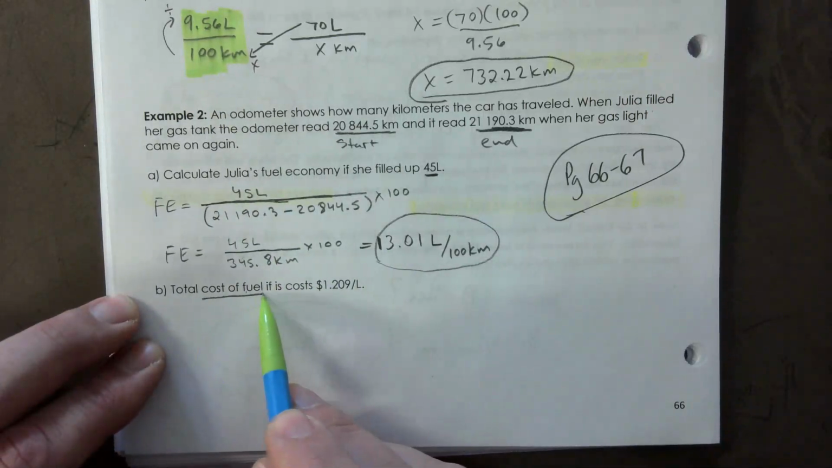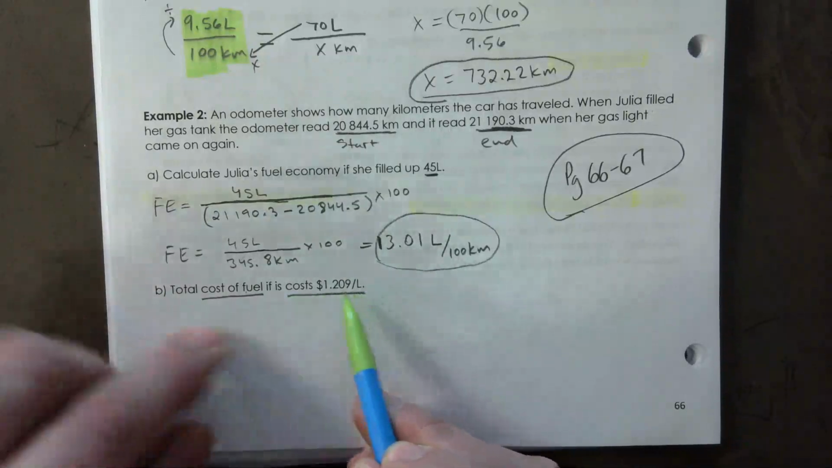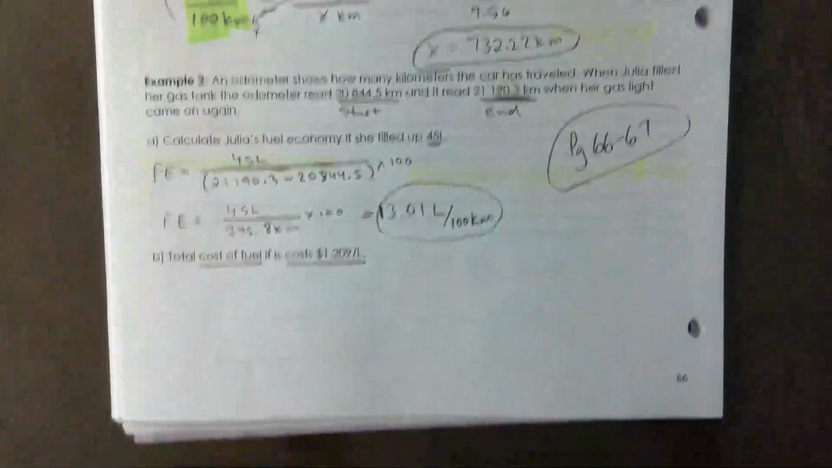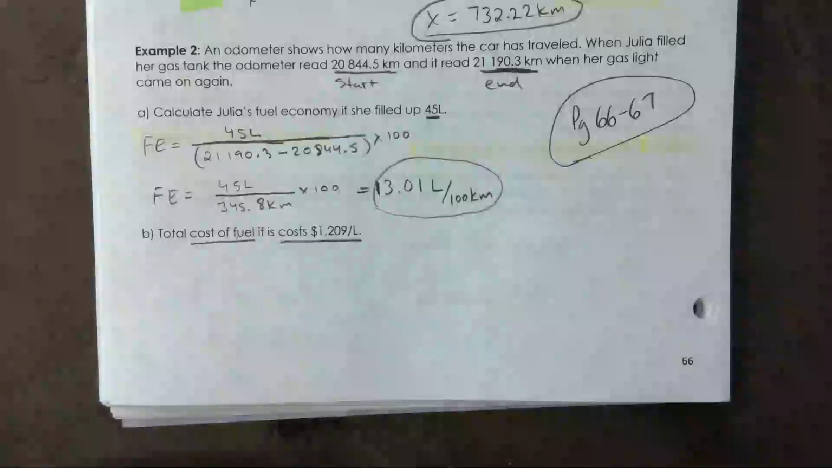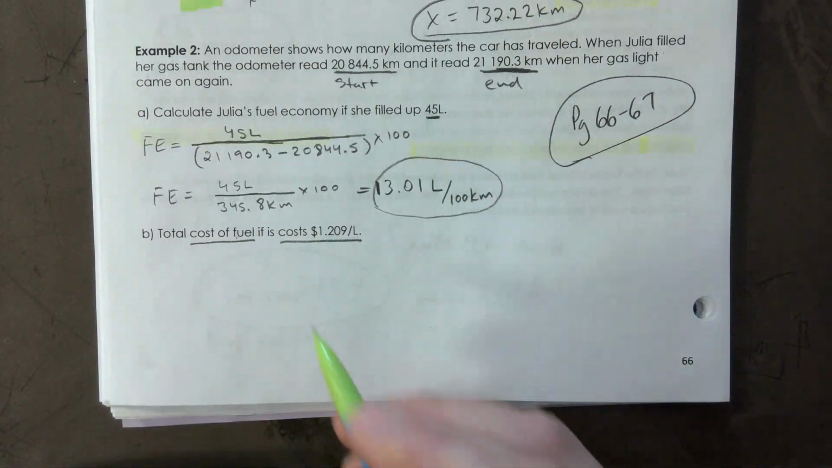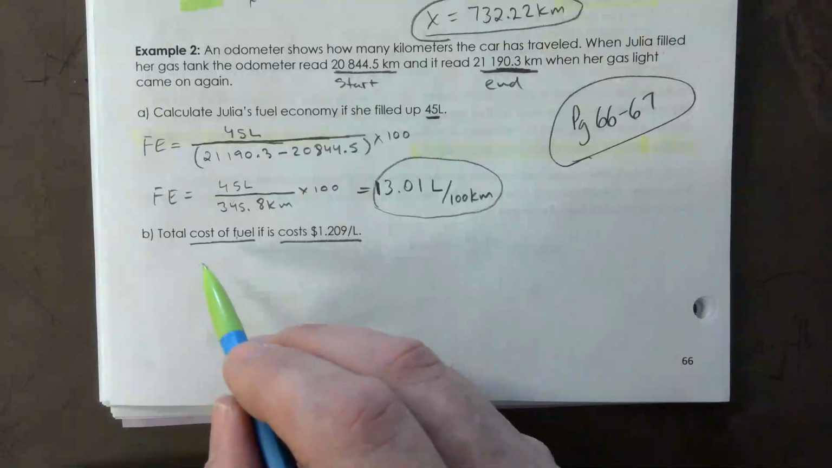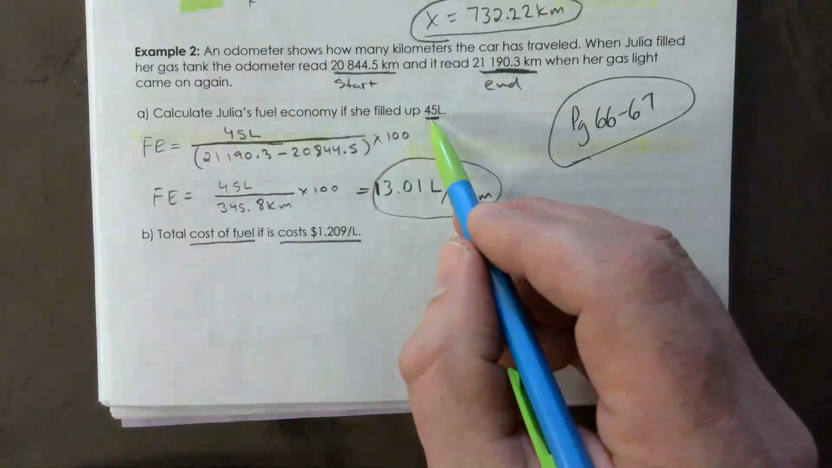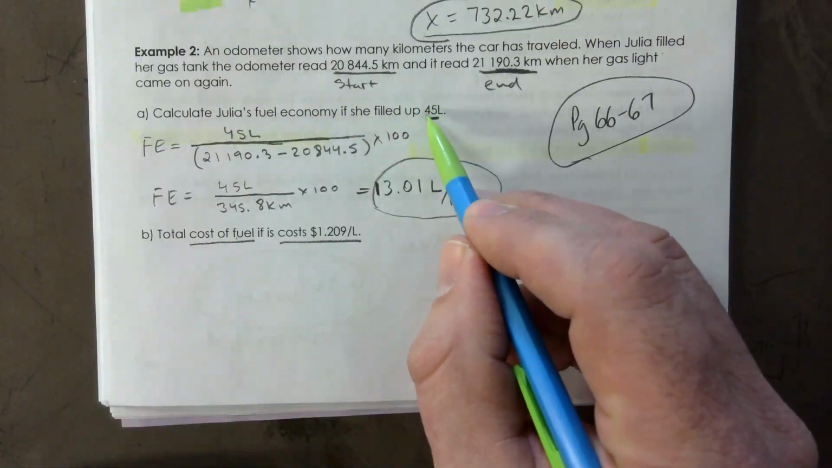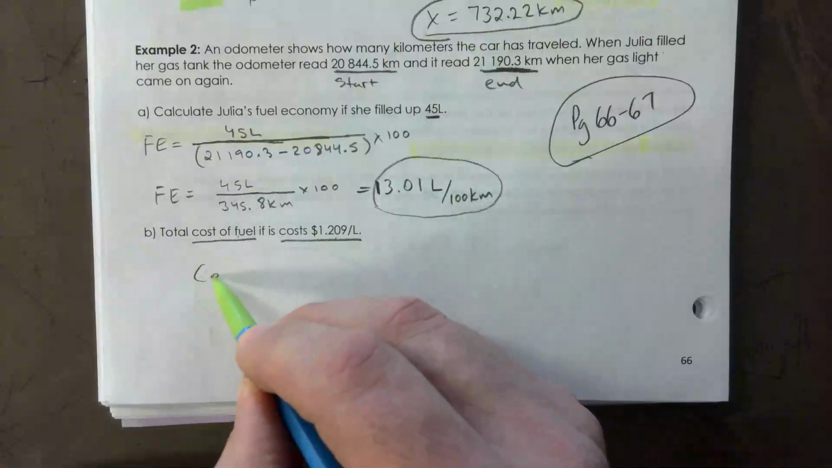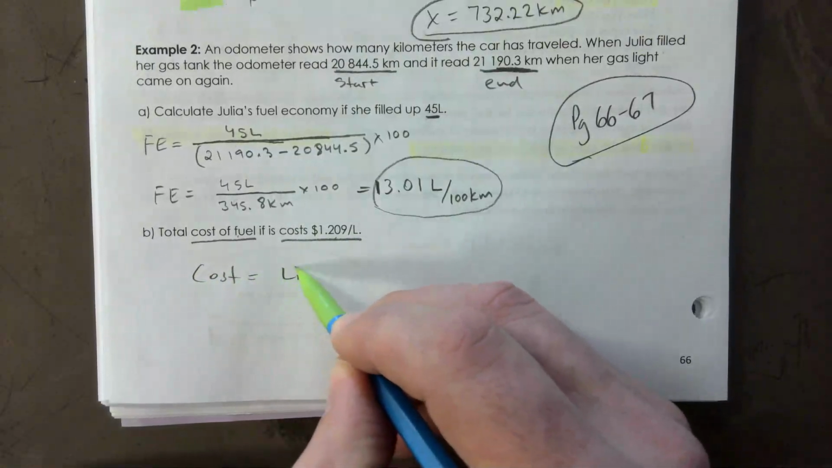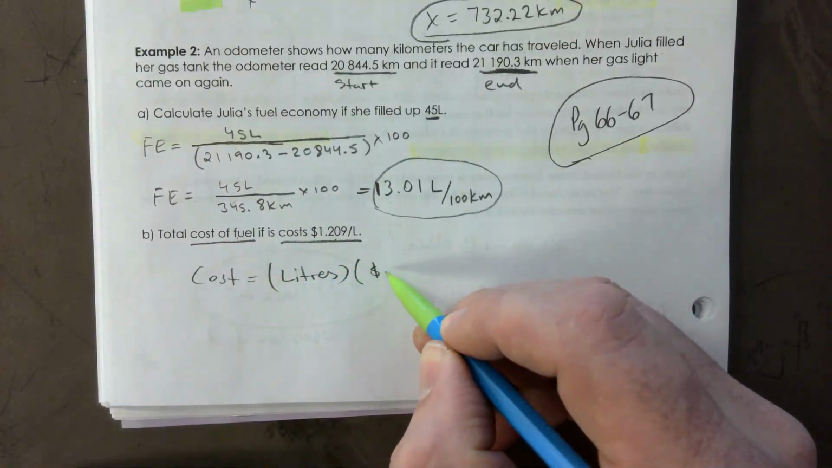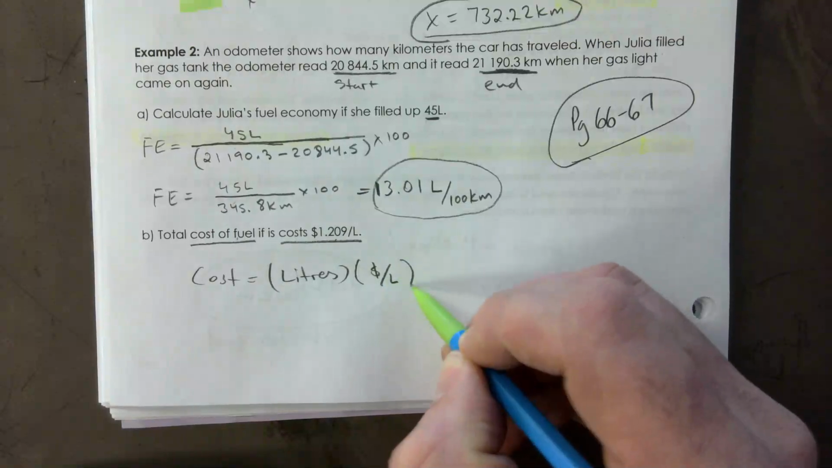Total cost of fuel. If fuel costs $1, this is outdated obviously, but gas prices change all the time, okay? During COVID, it was like 60 cents a liter at one point, right? So I can't keep up with the price here. But the cost of fuel, how much would it cost you? It has to do with the liters you've fueled up and this price. So cost is honestly just liters times the price per liter.